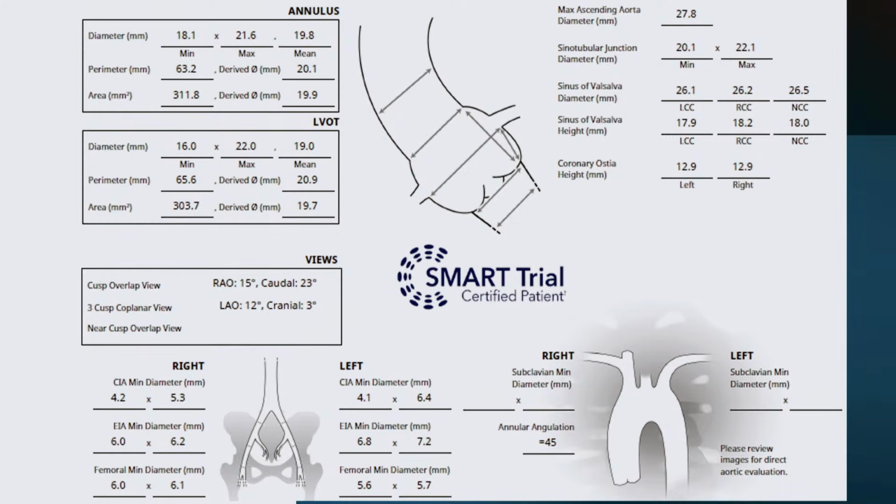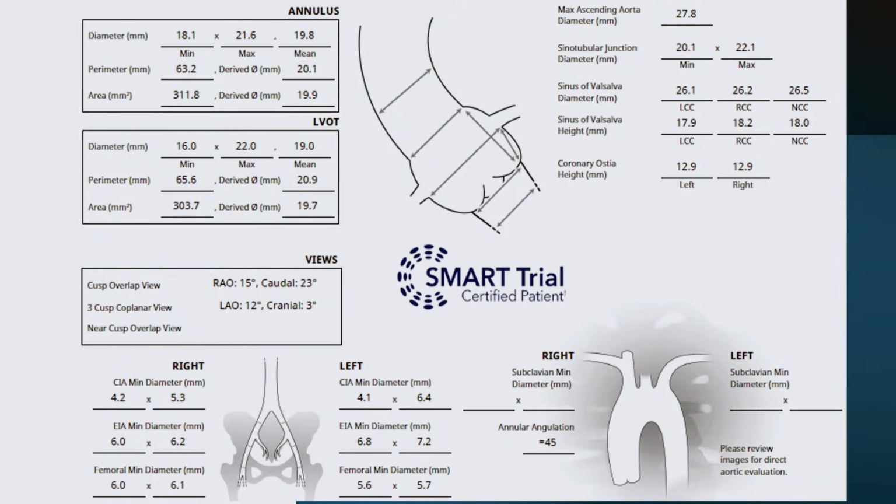So first we focus on the left upper box, which is about the annulus. Her perimeter-derived annulus diameter we're getting is 20.1 and the area-derived is 19.9. So this comes under the definition of a small annulus, as Dr. Vijay Kumar sir has described. Less than 430 square millimeters is considered a small annulus, and if you consider the diameter, it's anything less than 23. So we have an area of 311, and a mean diameter of 20.1. So both of these come under a small annulus.